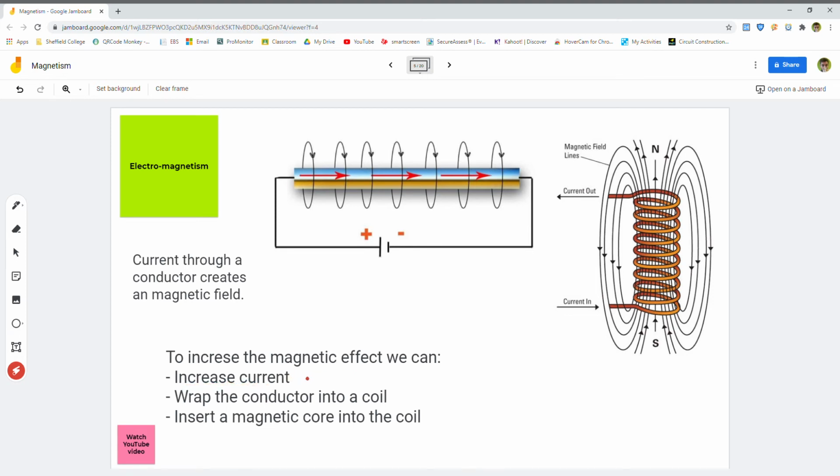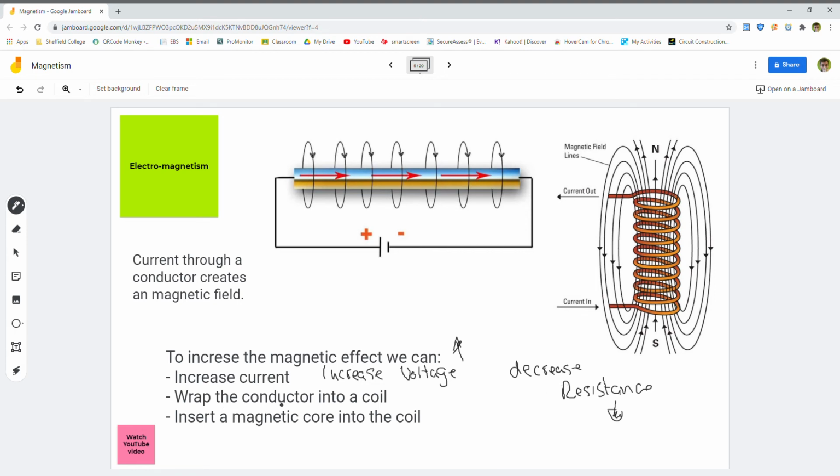Now you can do that in two ways. You can either increase the voltage, because as the voltage increases, so does the current, or you could decrease resistance, because resistance works in opposition to current flow. So if we can decrease that, we will increase the current. So that wants to go up, or that wants to go down. So increase the current by either increasing the voltage or decreasing the resistance.